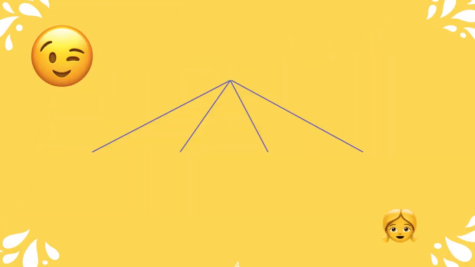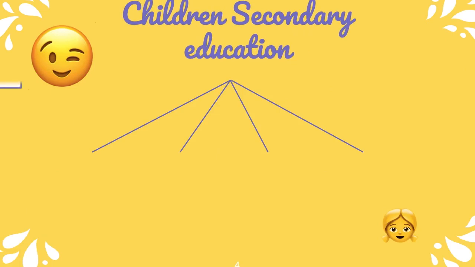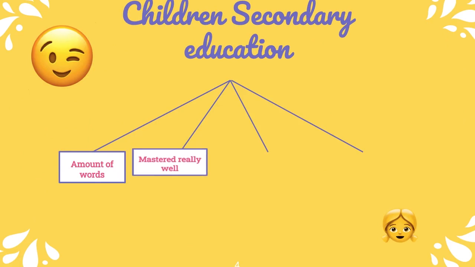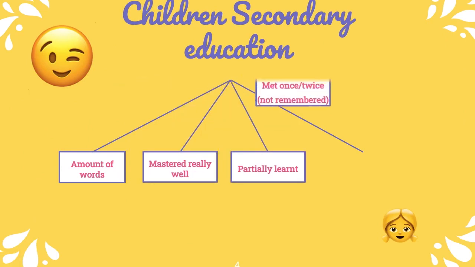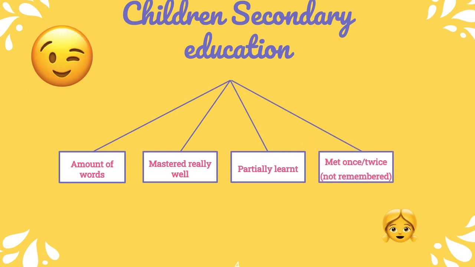Children entering secondary education will have varying amounts of words. Some they have mastered really well, some only partially learned, and some that they have met once or twice but not remembered. It should not be assumed that children know what they have been taught, the content of their course books or syllabus. They know what they have learned.